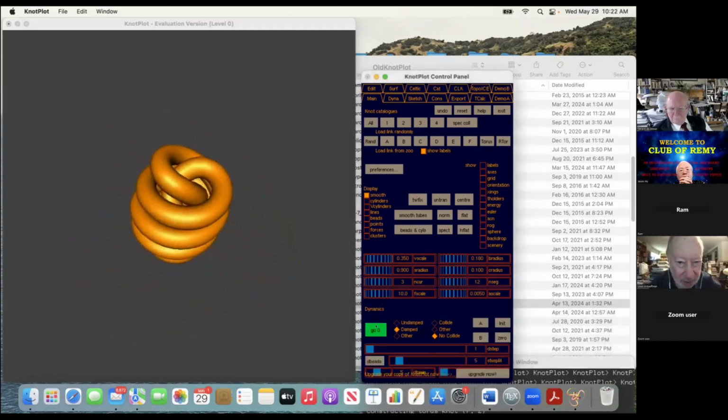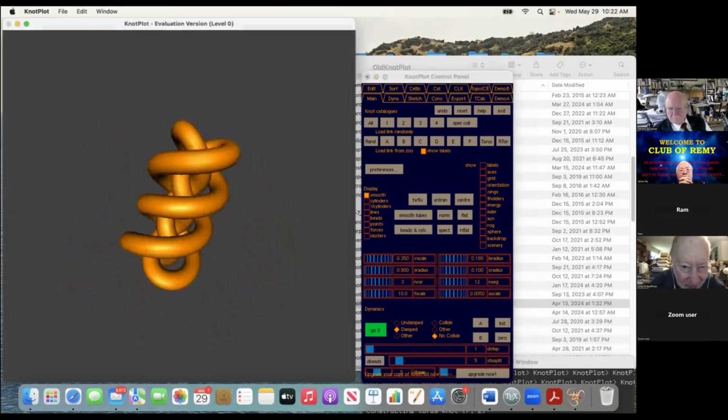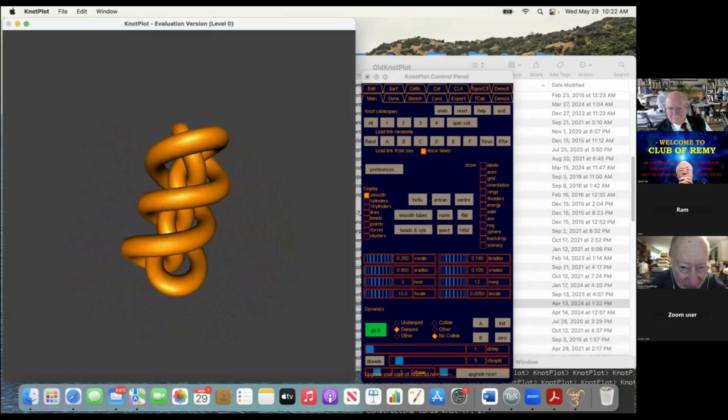Down she goes and up she goes, and it wraps around it. It ends up wrapping around itself like this with that braiding in the middle.